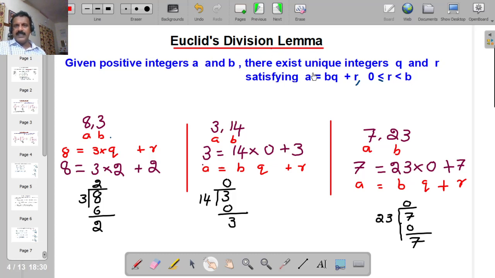Why? If we divide a by b, we will be getting a quotient q. Call that quotient q. And when we divide a by b, we will be getting a remainder r. Call that remainder r. Then we can express a is equal to b times q plus r. Evidently, the remainder is a number that can vary from 0 to b minus 1.